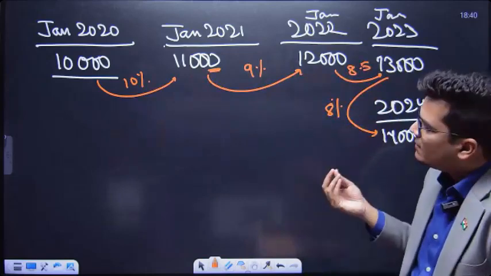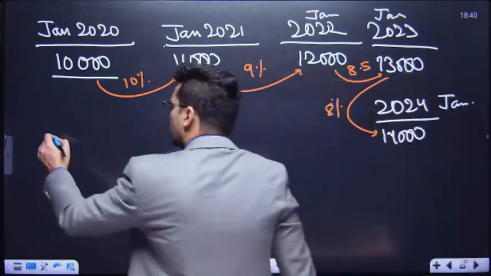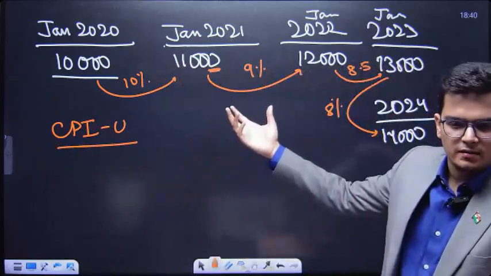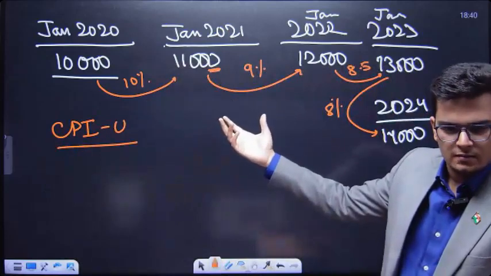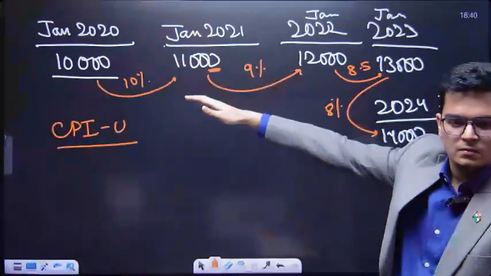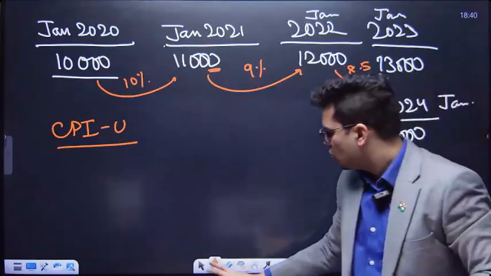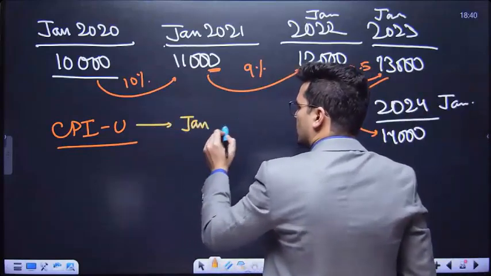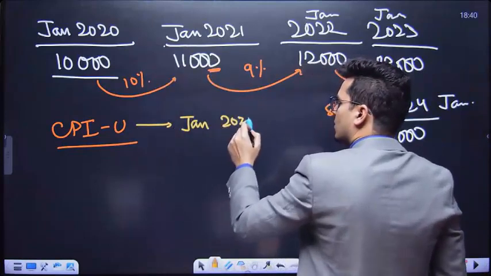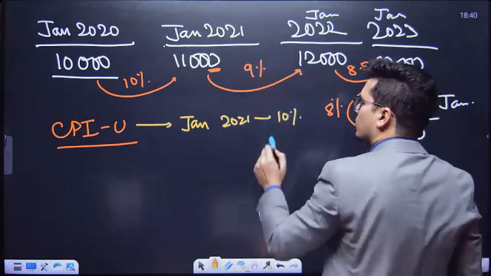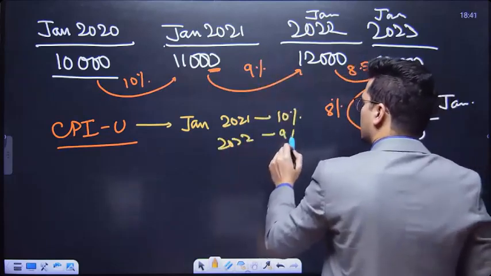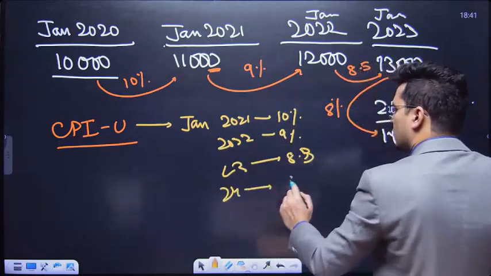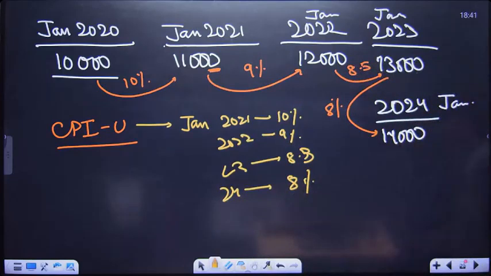अब this is how I have constructed my inflation. तो अब अगर मैं CPI inflation, let's say this is comparison of CPI urban. तो सीपीआई अर्बन में इन्फ्लेशन इन द मंथ ऑफ जनवरी in 2021 was 10%. In 2022 it was 9%. In 23 it was 8.5, and in 24 it was 8%. Now, are prices rising?